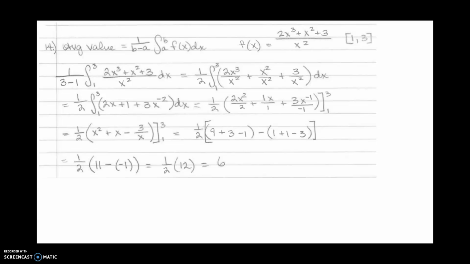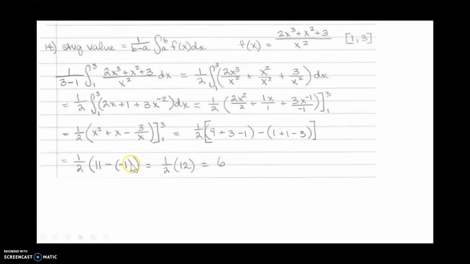So let's plug in our 3 to begin with. So we're going to plug in b and then plug in a. So if we plug in 3, we're going to get 3 squared is 9 plus 3 minus 3 over 3, 1. So 9 plus 3 minus 1. Then we're going to subtract from that 1 plugged in. So if we plug in 1, that's going to be 1 plus 1 minus 3.